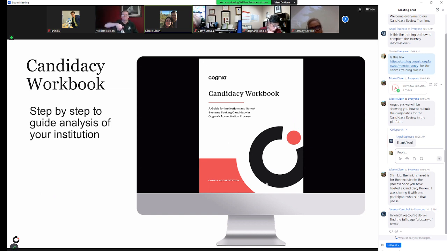It is organized in chronological order, the order that we recommend you complete the steps. And then it's also an interactive workbook. So you actually do have the ability to type your responses into the workbook itself, and then you'll be able to transfer the information into the Cognia platform, which we'll be showing you at the end of the session. I'm going to quickly put both of those documents in the chat so that you have them.